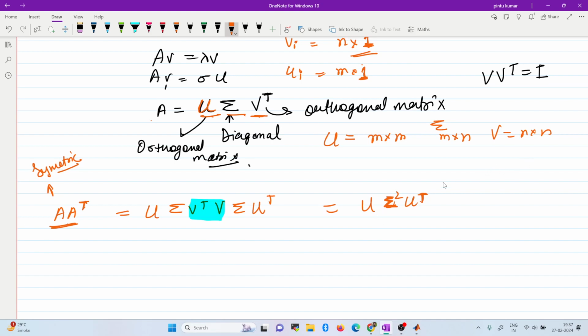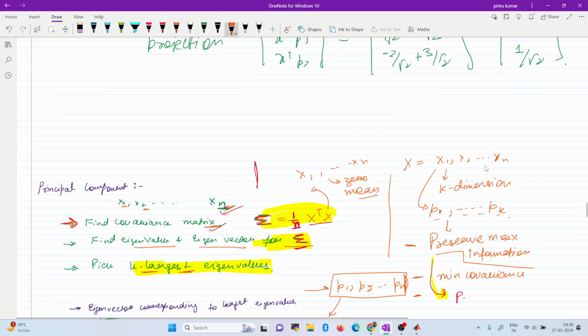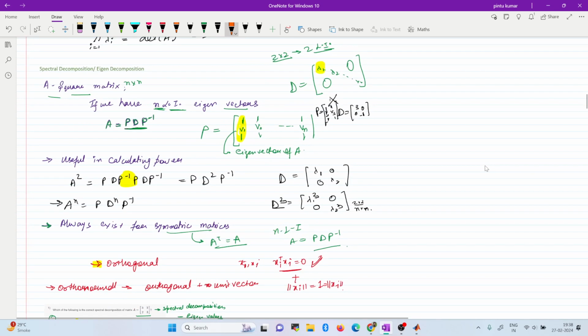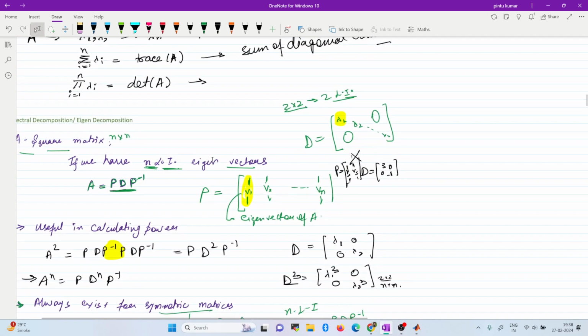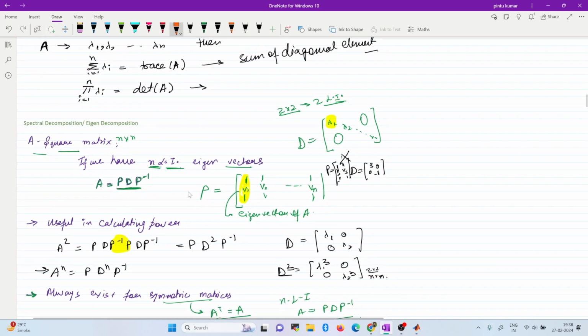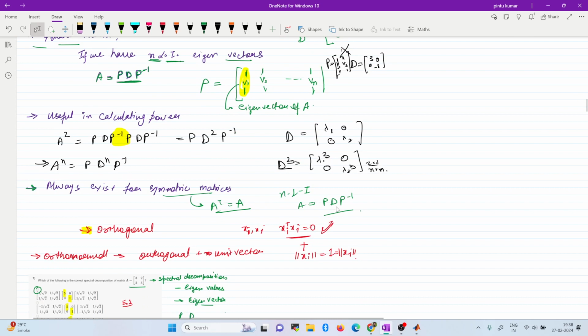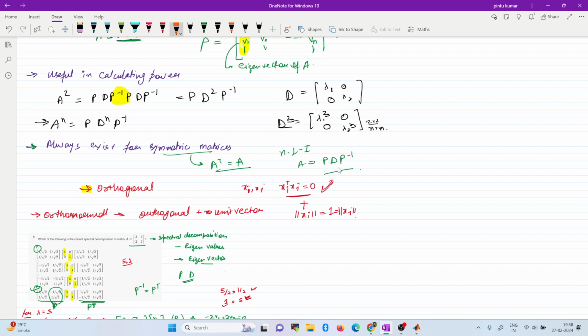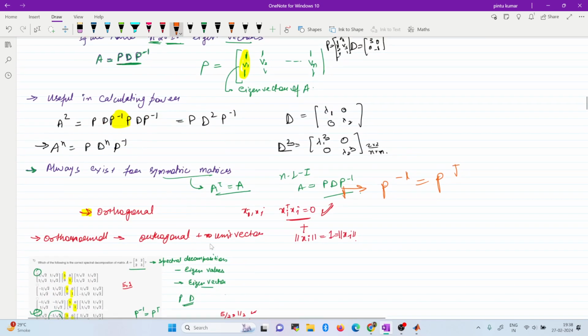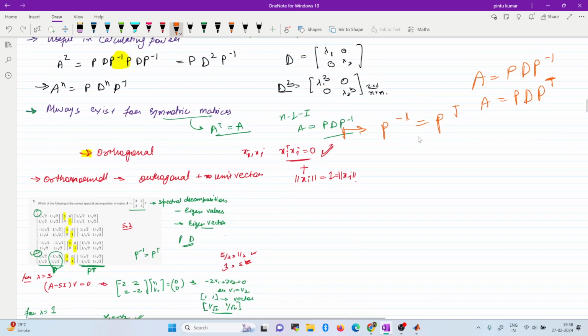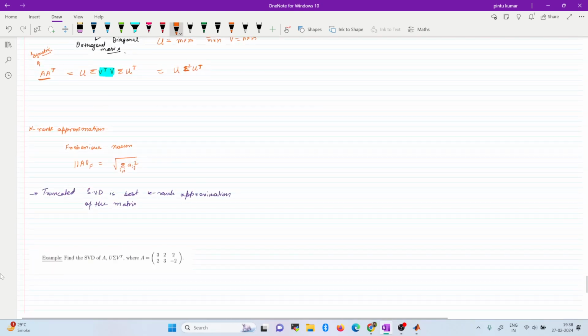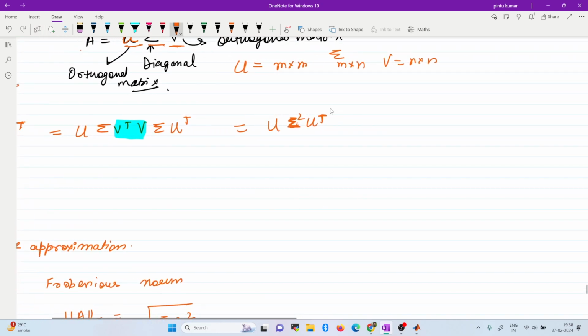When we talked about eigenvalues, I told you, I think, that if you have a symmetric matrix, then P inverse is nothing but P transpose, because the eigenvectors that you obtain are orthogonal to each other. So when your A was P D P inverse, you can replace it by P D P transpose for symmetric matrices when you are doing eigen decomposition. Okay, so let's get back to our story on singular value decomposition. This is similar to the eigen decomposition that we had.